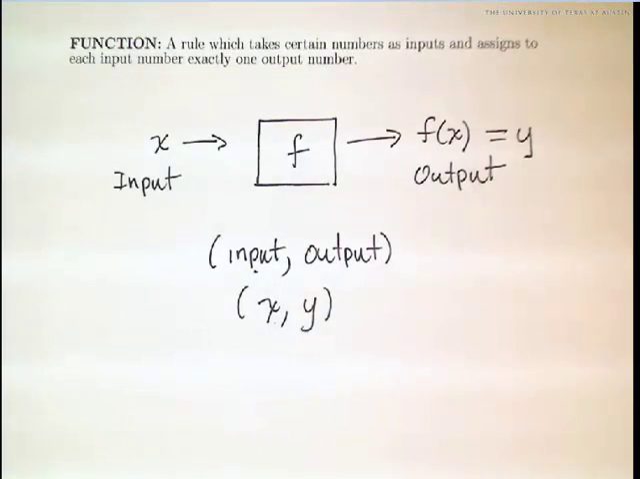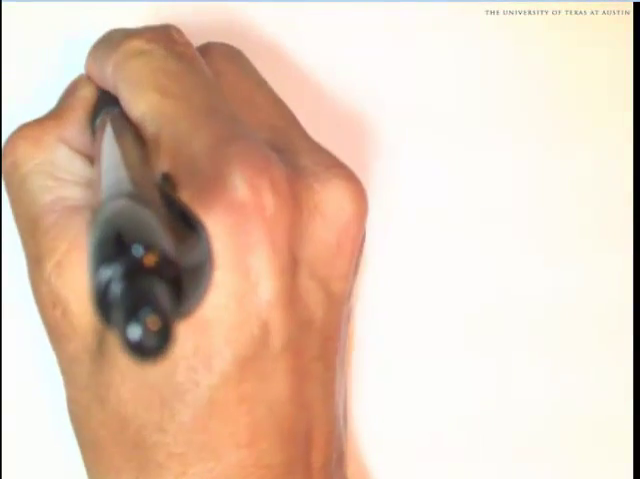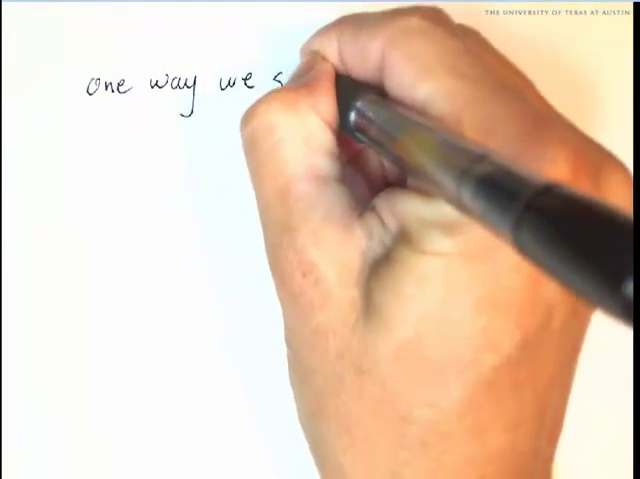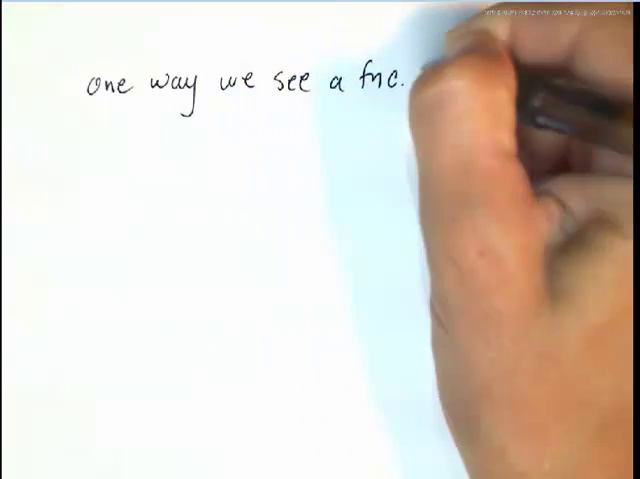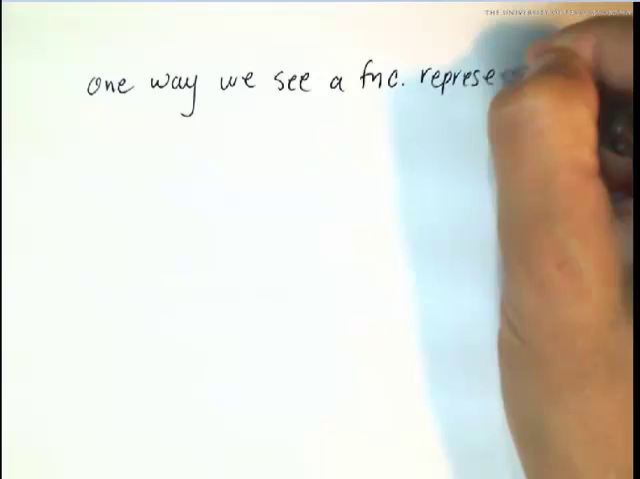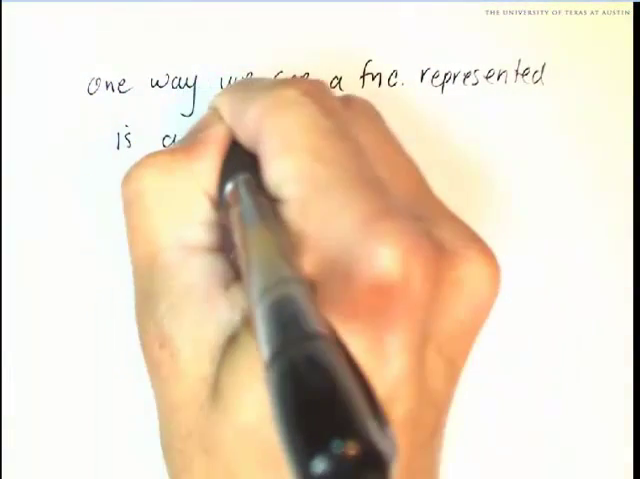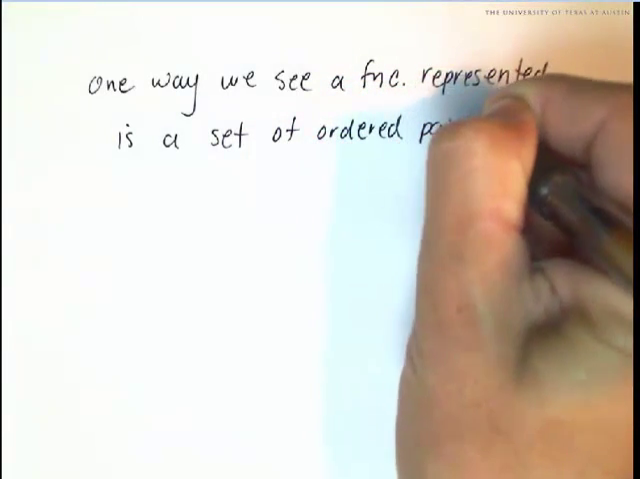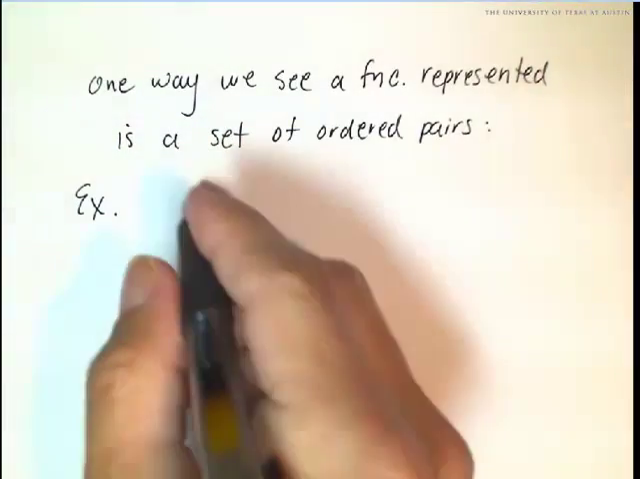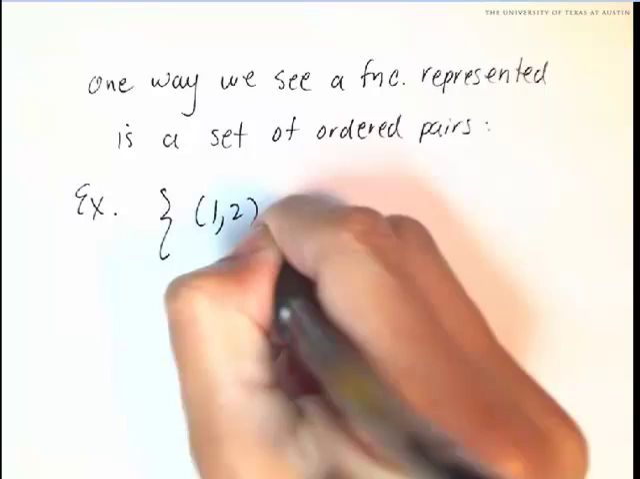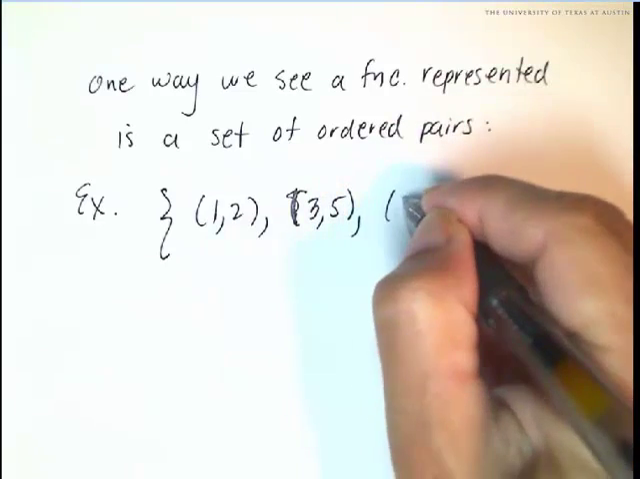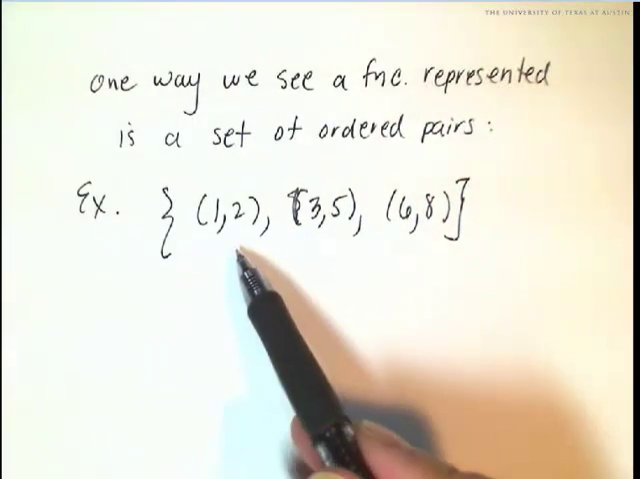Okay, let's look at some examples of some ordered pairs of a function. One way that we see a function represented is as a set of ordered pairs. So, for example, this set contains (1, 2), (3, 5), and (6, 8). Now this is a set that contains 3 ordered pairs.